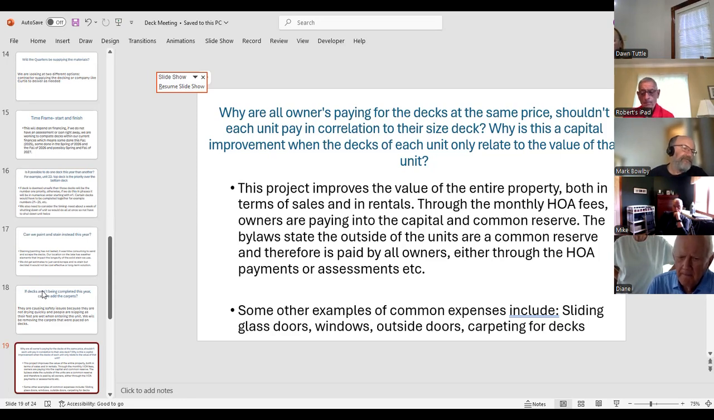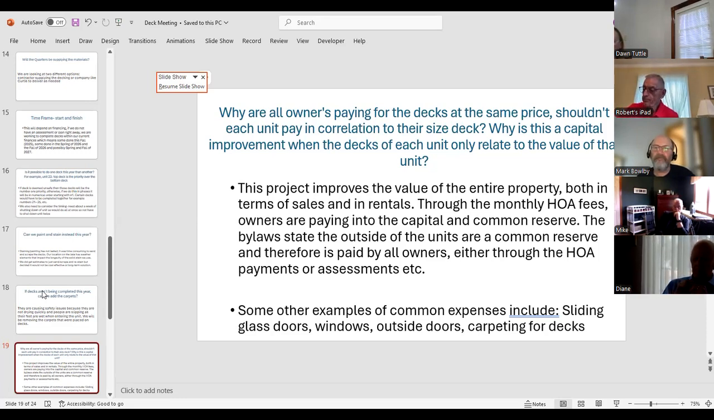Right, but as we discussed, according to the bylaws, the outside of the units is a common reserve expense. They are owned by all the owners. So your specific deck, you don't own that. Everybody owns it. So this is a capital improvement for the entire property. The increase to your HOA, whether we call it that or an assessment, is not only to pay for the decks, it is to pay for all capital projects going forward. New dock, siding on the building, new roofs, new sliding doors.